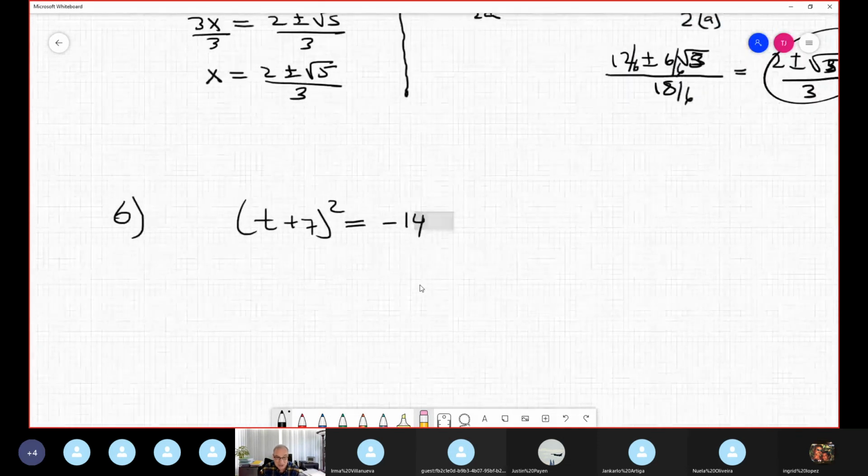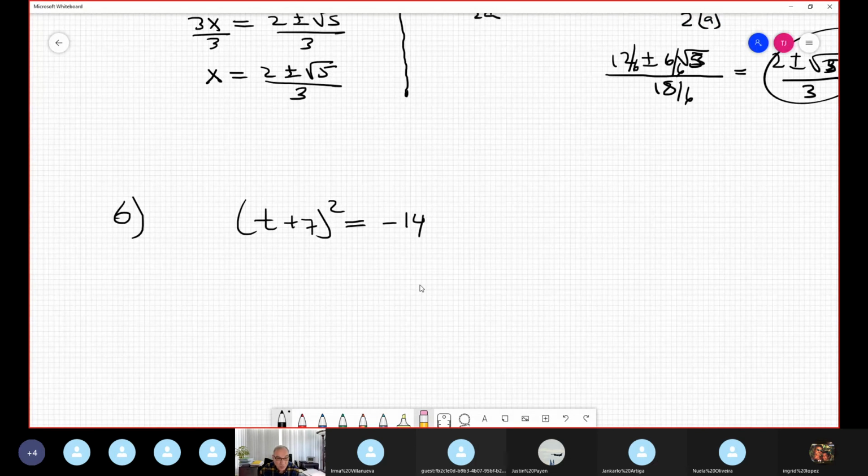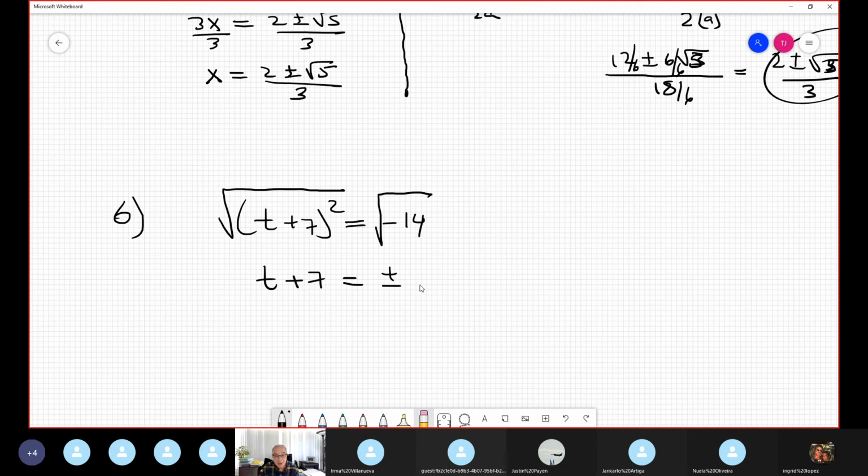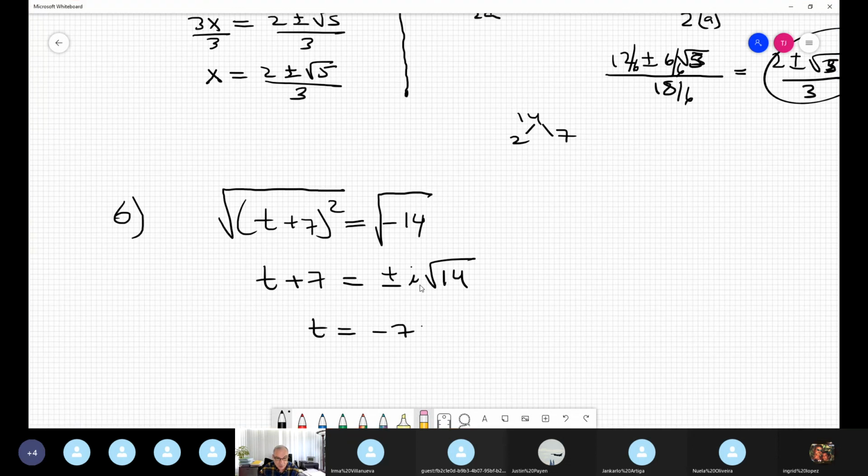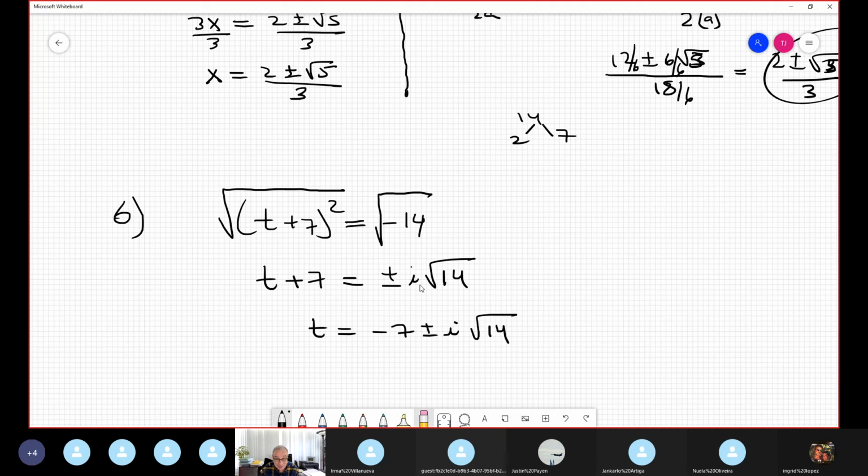So I take advantage of the work that somebody did before, que was the factorization. I apply square root, t plus 7, minus, and negative number side. Square root of 14, unfortunately it's 2 and 7, no couple. And leave it like that. Finally, solve for t: t is equal to minus 7 plus or minus i radical 14. Okay, so the solution for this equation contains complex solutions.